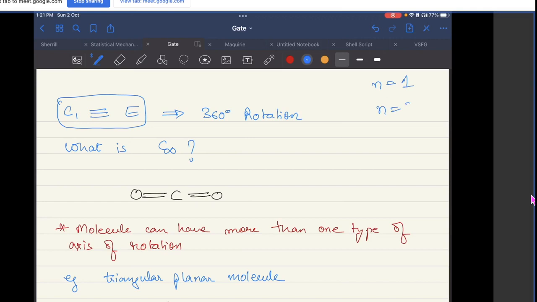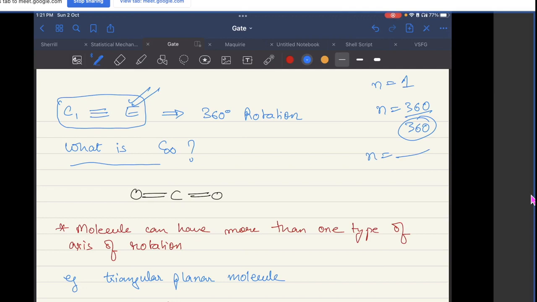So this will be n is equal to 360 by 360. So the angle of rotation is again 360. So that's why you will get the identity E. Okay. Also, you can ask what is C infinite.